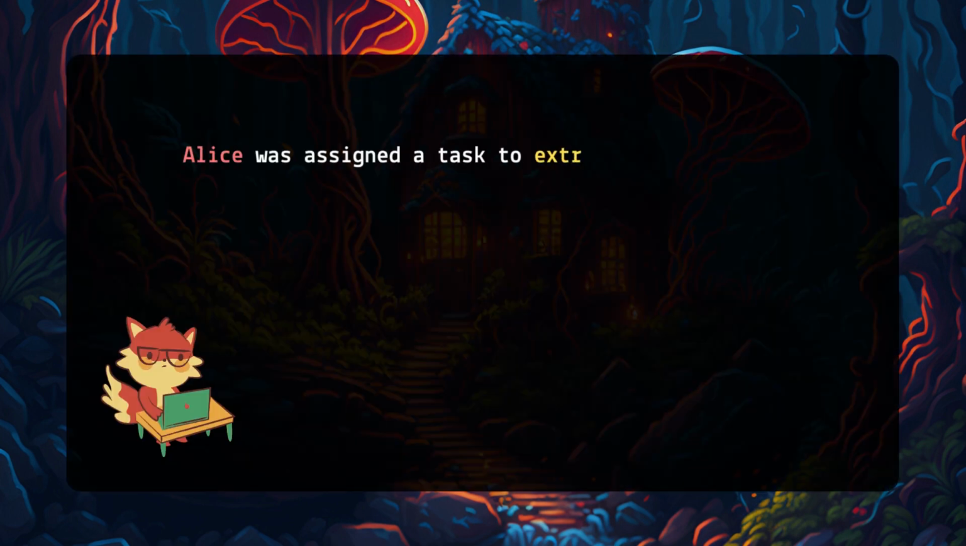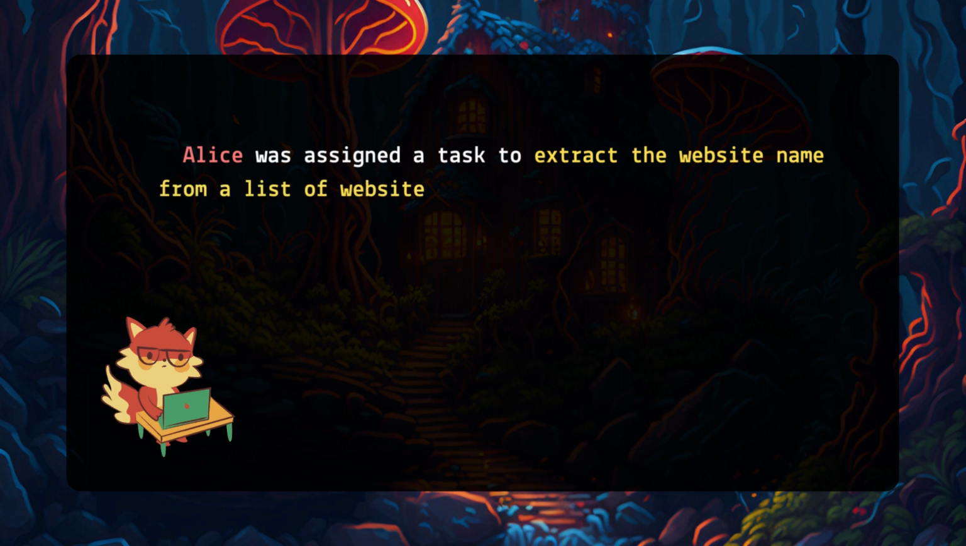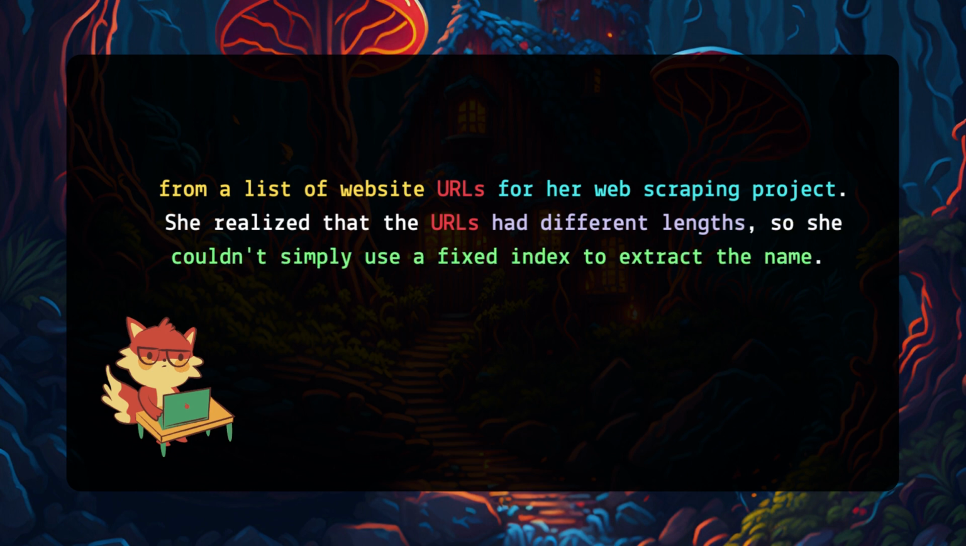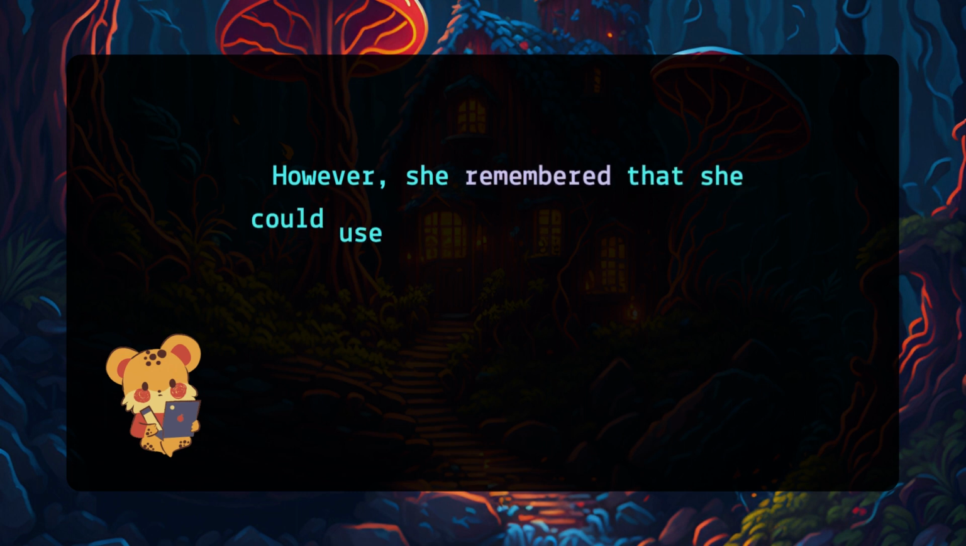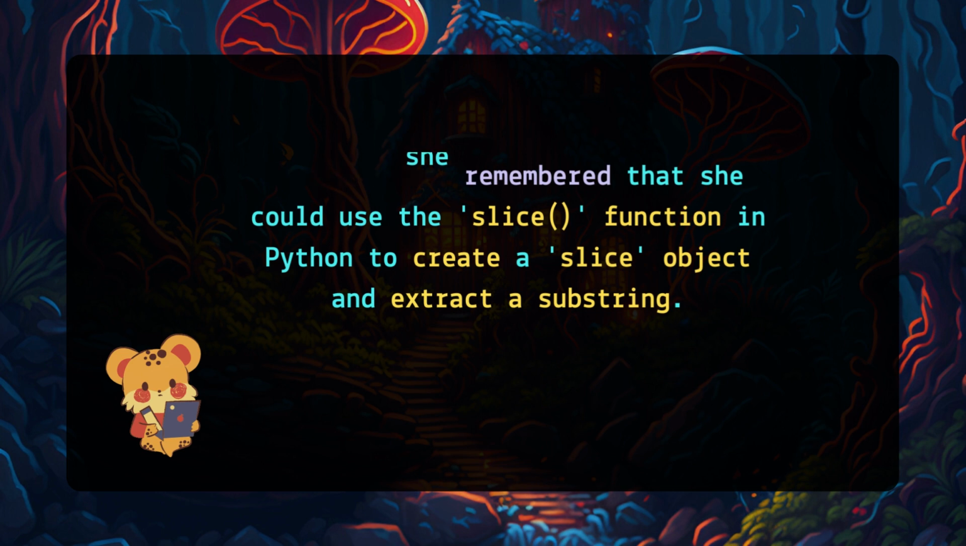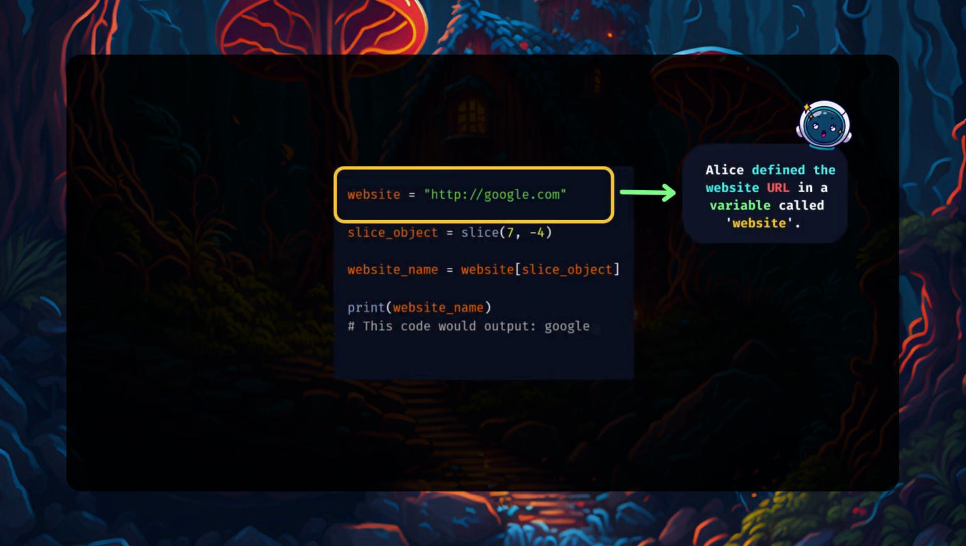Alice was assigned a task to extract the website name from a list of website URLs for her web scraping project. She realized that the URLs had different lengths, so she couldn't simply use a fixed index to extract the name. However, she remembered that she could use the slice function in Python to create a slice object and extract a substring. As you can see, Alice defined the website URL in a variable called website.